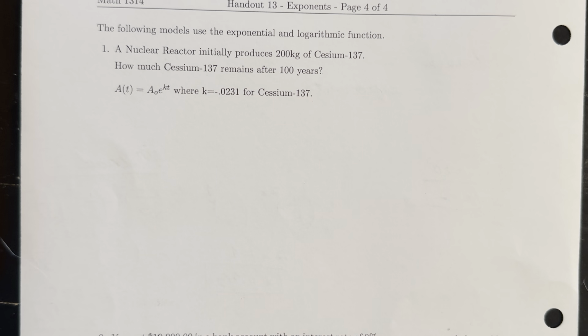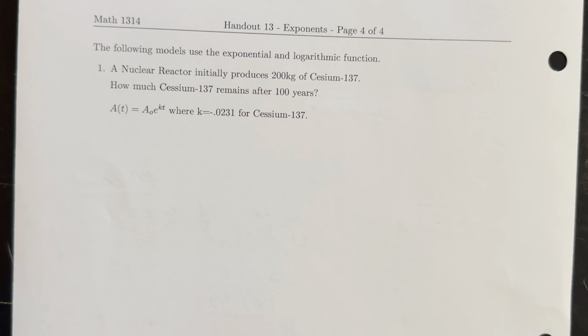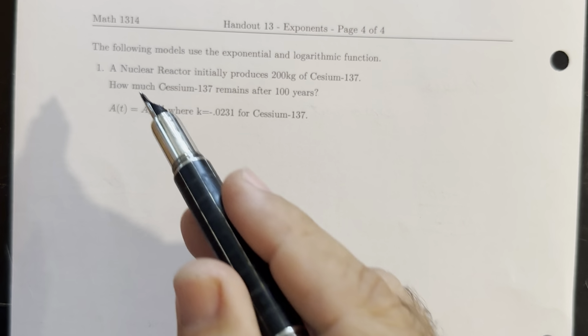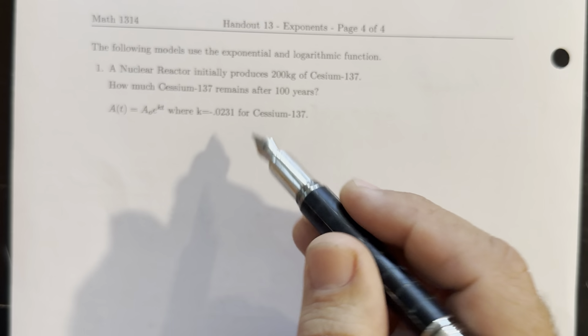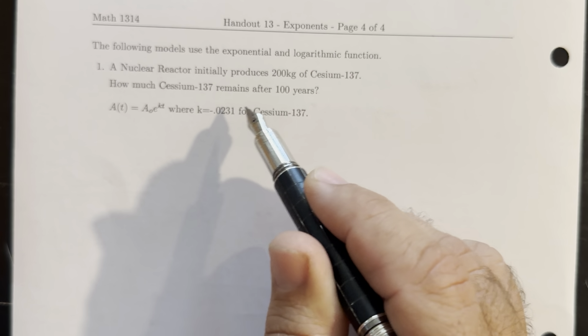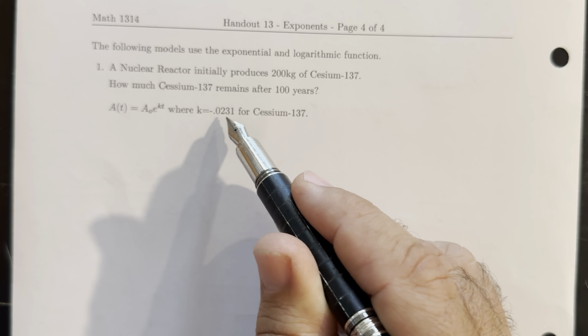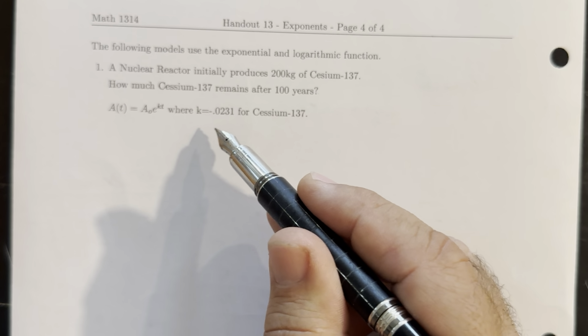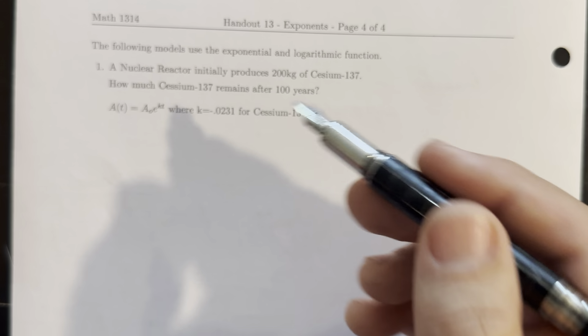All right, so here we've got some mathematical models that we're going to take advantage of. Here we've got a nuclear reactor that initially produces 200 kilograms of cesium-137. How much cesium-137 remains after 100 years? And here is our mathematical model right here. The exponential decay constant for cesium-137 is -0.0231. And this constant is experimentally determined.